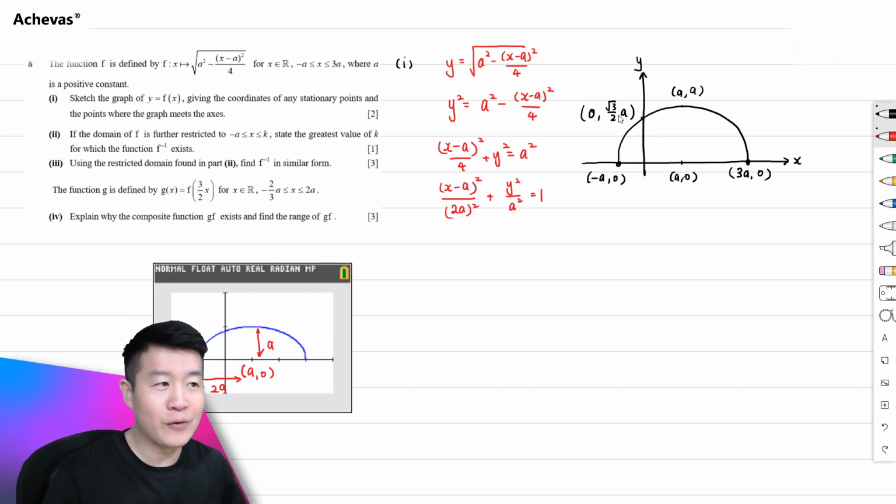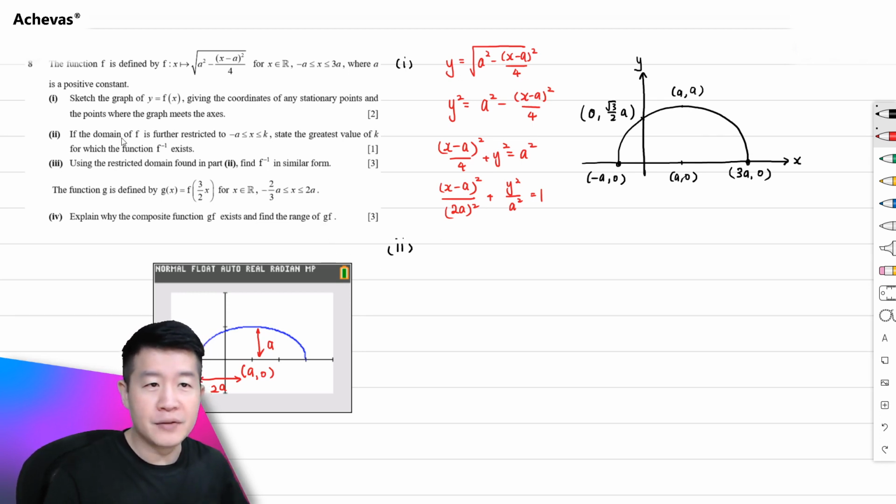Like what I was saying, if you can actually see this as part of an ellipse, it is actually easier for you to sketch the graph because you know you are sketching an ellipse, and it will be easier and more accurate for you to quote the coordinates that are necessary for the stationary points and where the graph cuts the x-axis. Next, part 2.